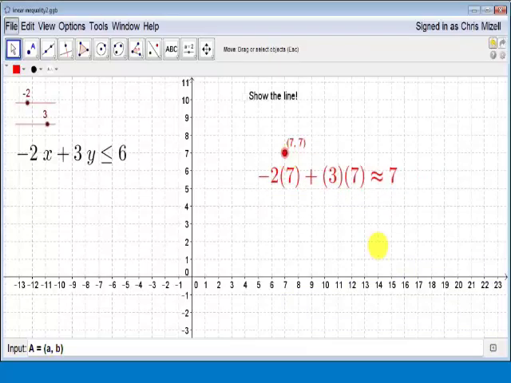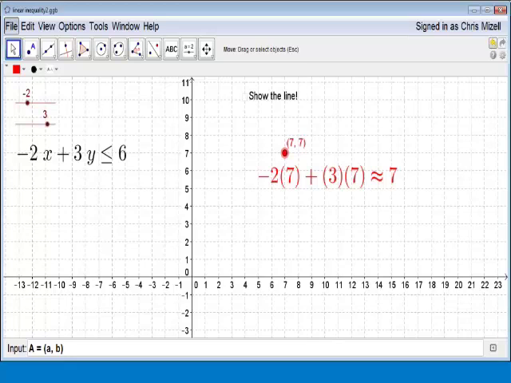If I move much farther, the point (7, 7): negative 2 times 7 is negative 14, 3 times 7 is 21, and negative 14 plus 21 is 7. It tells us that 7 is not less than or equal to 6. That's a false statement. And the dot is red, signifying that it's not a solution to that inequality.